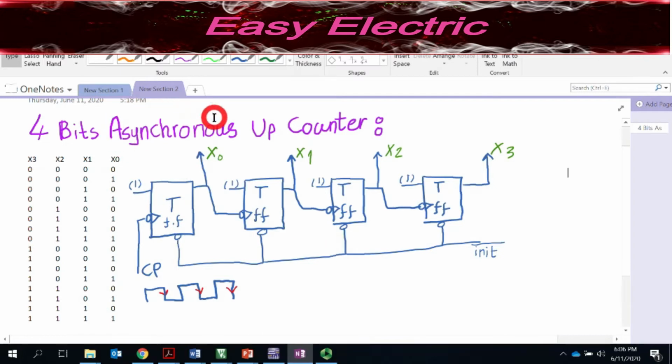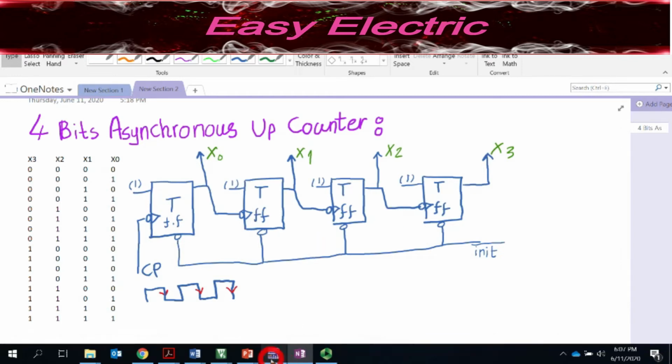The reason this is asynchronous is because the clock pulse is not connected to each other, and each of these flip-flops has a separate clock pulse, so they are not synchronous. Synchronous happens whenever you connect all these clock pulses together and have one single clock pulse, so that all of them work in the same phase and change their condition at the same time.